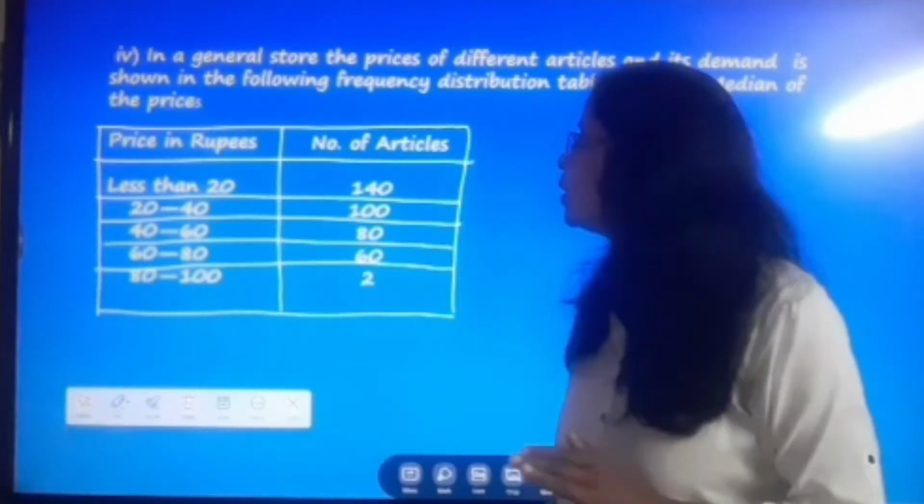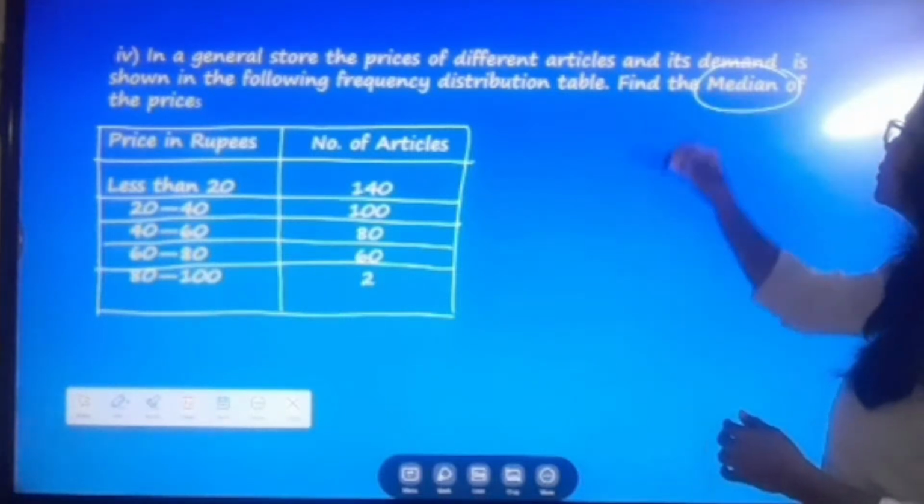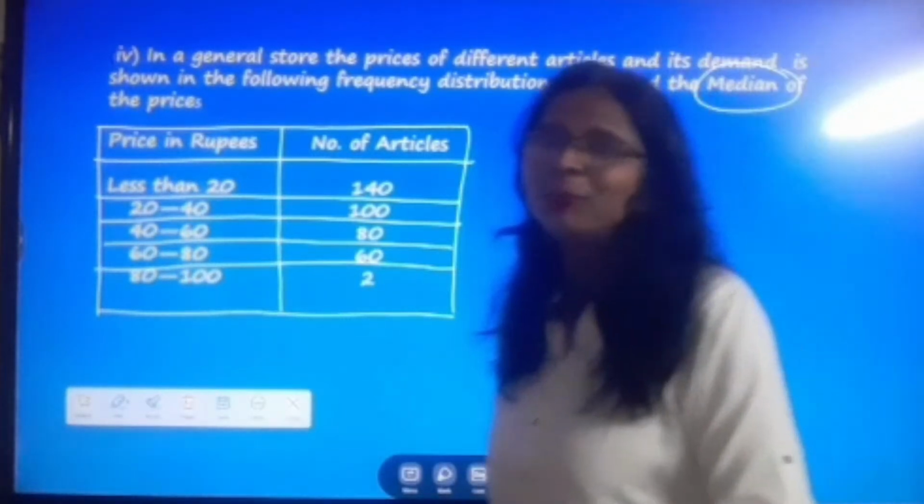Okay, so now here students, what do we have to do? We have to find out the median, students. Okay, we have to find out the median.